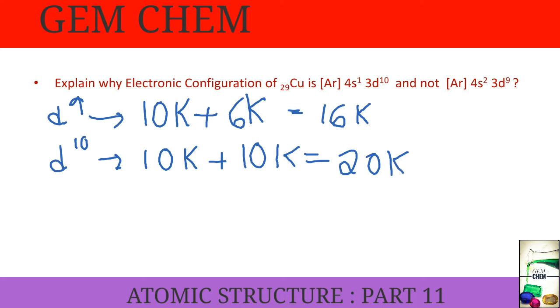From the exchange energy calculation, it is evident that as we move from d9 to d10, the magnitude of exchange energy increases by 4K, 20 minus 16. Hence d10 should be more stable, but d10 has an additional pairing compared to d9. This will account for some destabilization of d10, but the exchange energy factor predominates over the electron pairing. So d10 being more stable than d9, the configuration of copper is actually argon 4s1 3d10 and not argon 4s2 3d9.